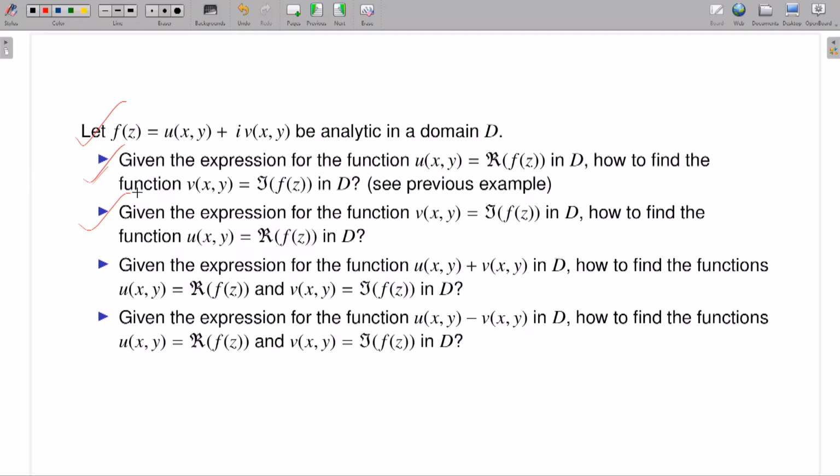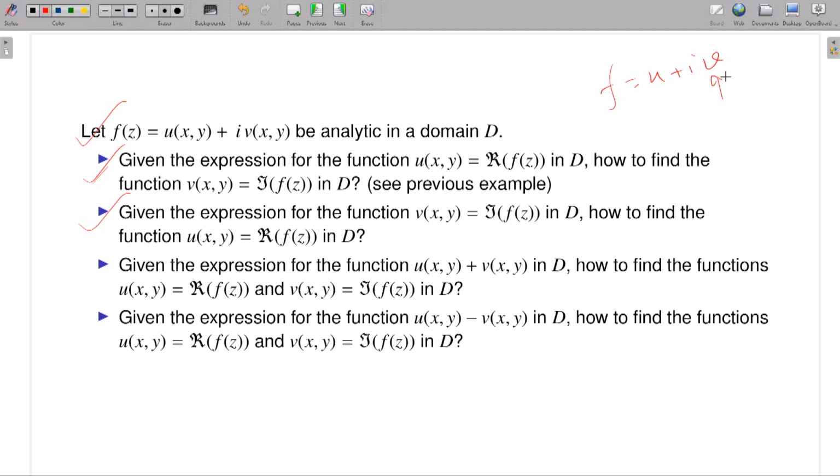Then in the same way I can ask the question: suppose you have f equal to u plus iv, and now instead of the expression of u, suppose the expression of v is given. Then how to get the expression of f? That means you have to get the expression of u and then the expression of f, and that is also possible. I have already explained, because this time f equals u plus iv is given, the expression of v is given, and I have to find the expression of u. Then what is the procedure?